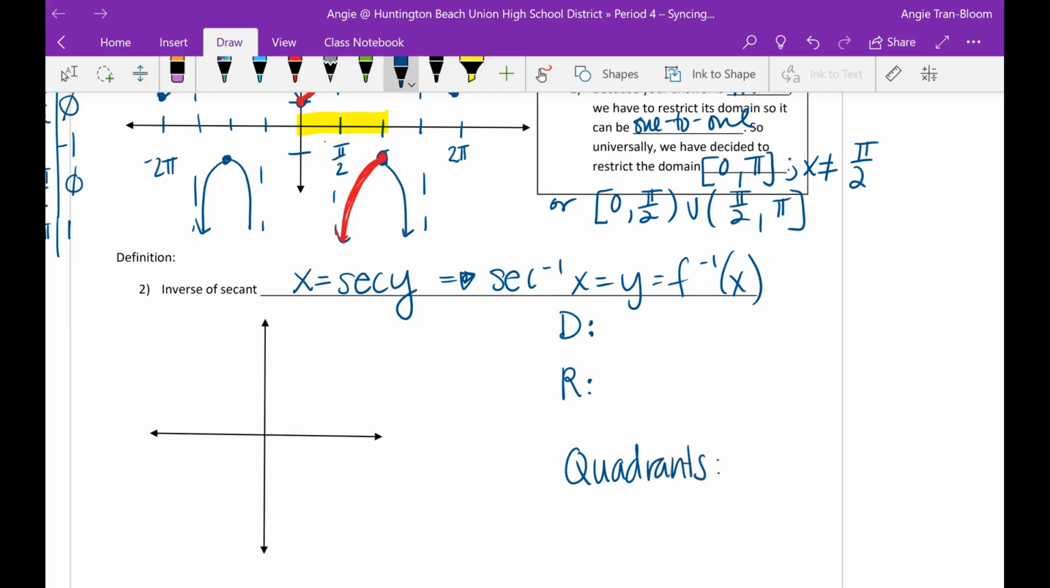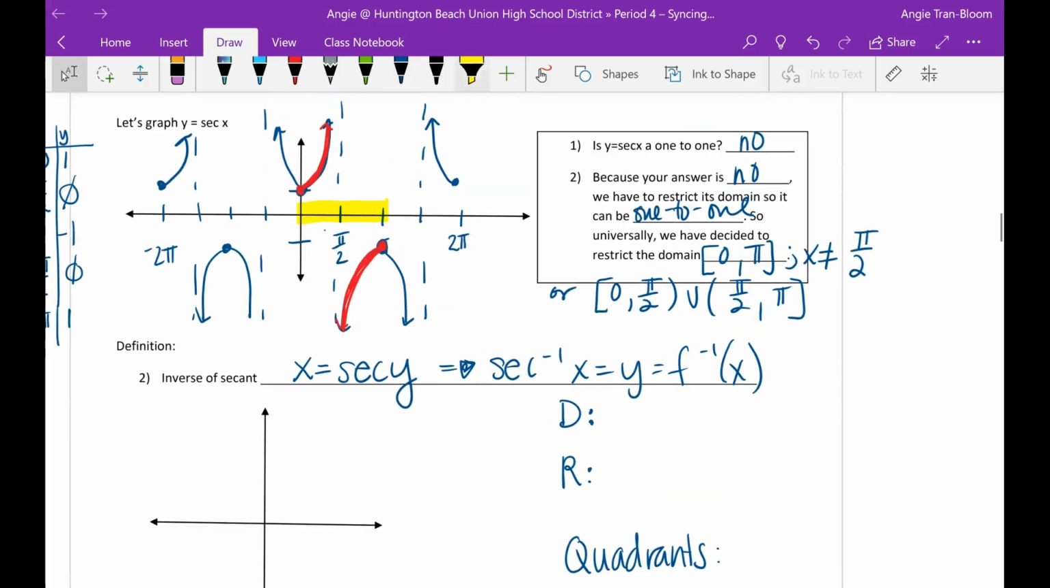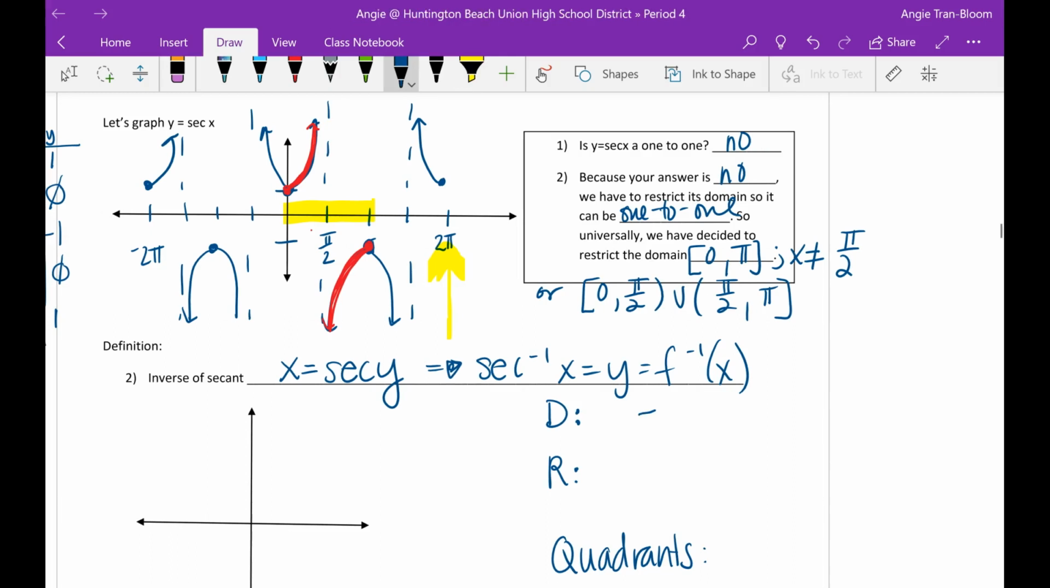Okay. All right, so for the domain of secant inverse, you have to look at the range of your regular secant. The range of the regular is from negative infinity to negative 1, union 1 to infinity. Sorry, the 1 has to be inclusive. So 1 to infinity. That's the domain of your inverse.